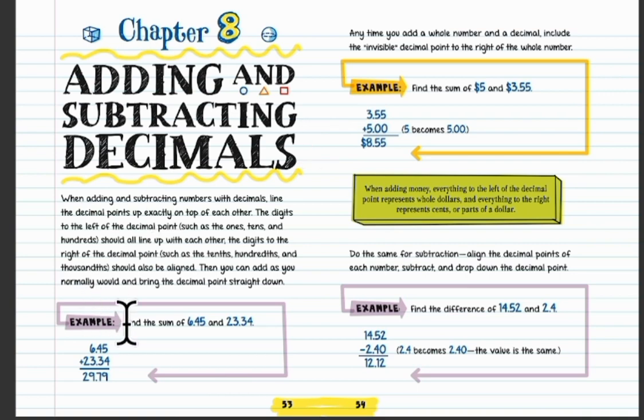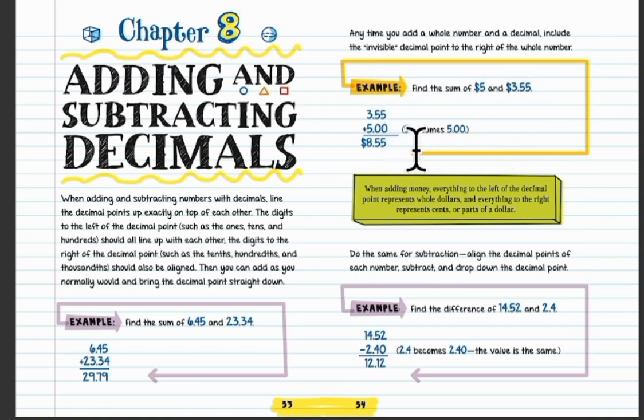Here's another example. Here it says find the sum of 6.45 and 23.32, and here it shows them adding them together and getting the answer. Here it says anytime you add a whole number and a decimal, include the invisible decimal point on the right of the whole number. Find the sum of 5 and 3.55. Here you go. They found the sum.